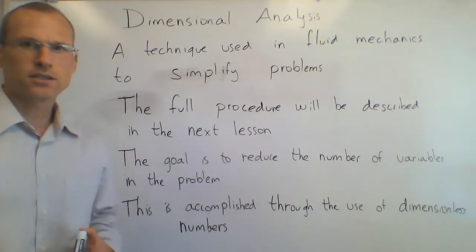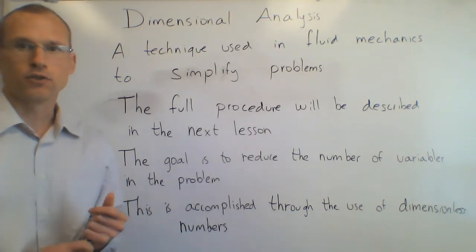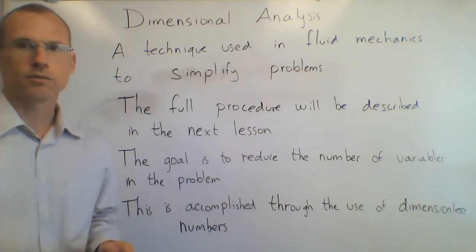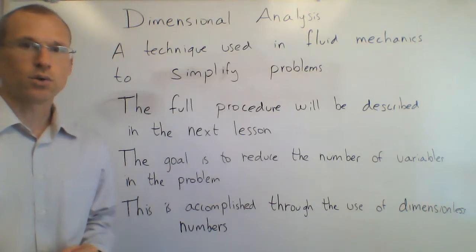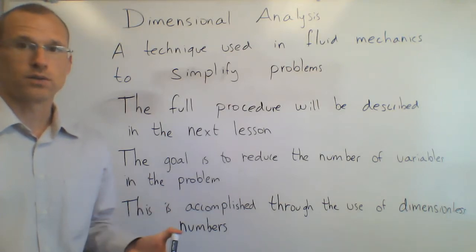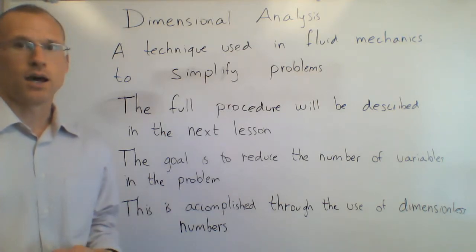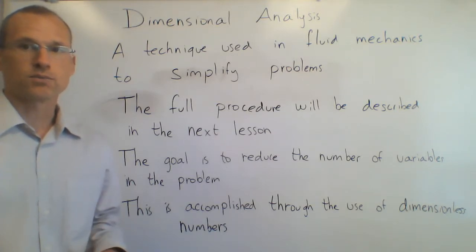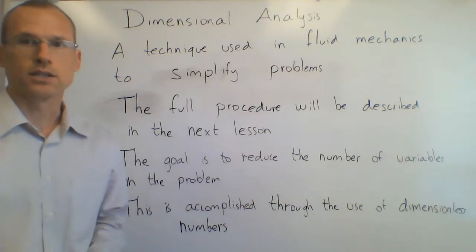So dimensional analysis is a technique that's used a lot in fluid mechanics and also other areas. Basically what you're trying to do is make the problem easier. The way we do that is by getting rid of some of the variables. So the goal of dimensional analysis is to reduce the number of variables in the problem. The full details of what to do is the subject of the next lesson. But the way we reduce the number of variables is through something called dimensionless numbers, and that's what this current lesson is devoted to.